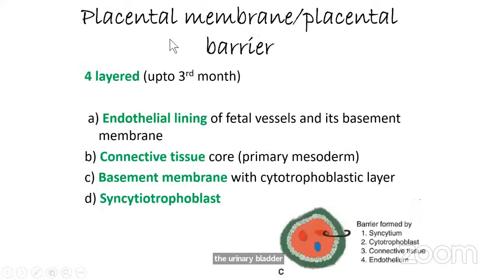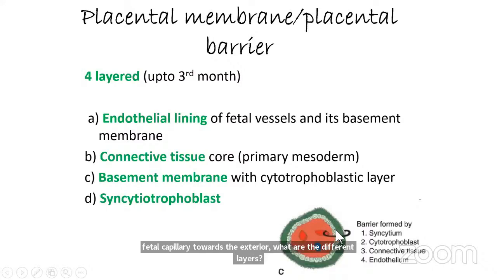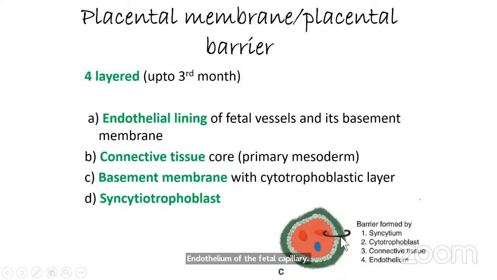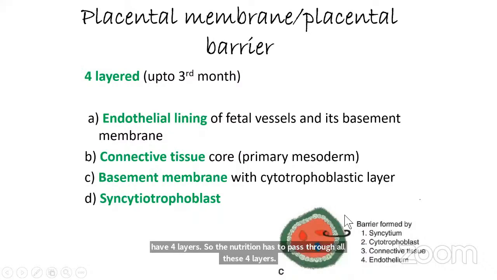Then placental membrane or the placental barrier, this we have already mentioned. When you look from the fetal capillary towards the exterior, what are the different layers? Endothelium of the fetal capillary, you have the extraembryonic mesoderm, you have the cytotrophoblast, you have the syncytial trophoblast. So in the beginning, you have 4 layers up to 3rd month. Before the placenta becomes mature, you have 4 layers. So the nutrition has to pass through all these 4 layers. So it is really hectic task.